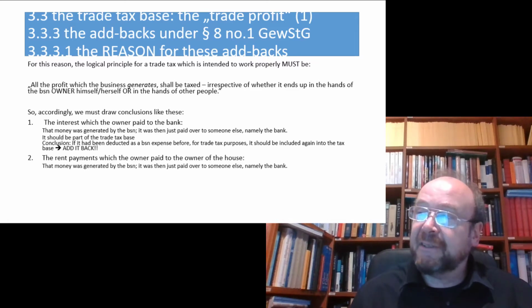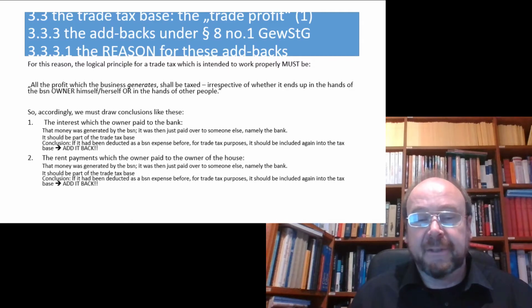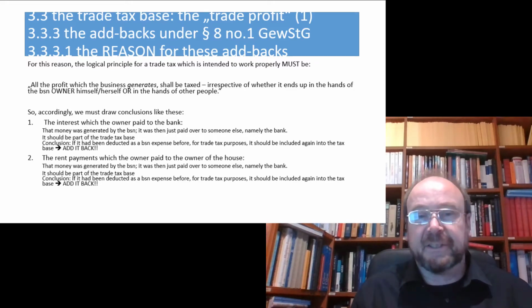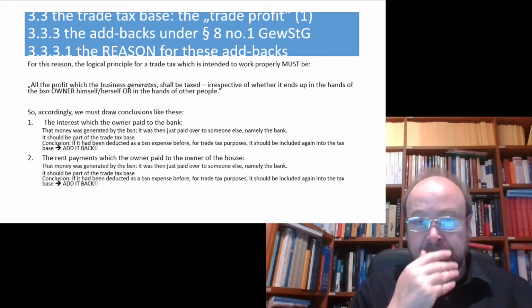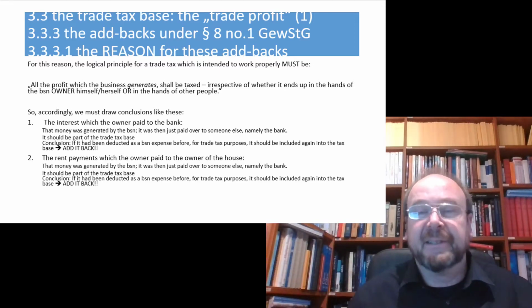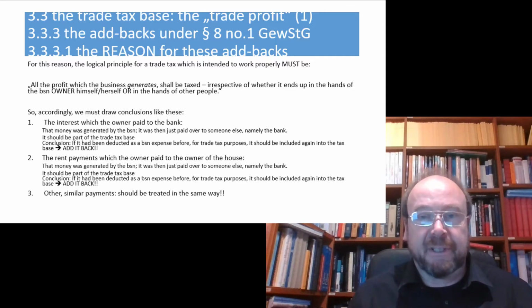It was then just paid over to somebody else, namely the owner of the house. So if it has been deducted for income tax purposes as a business expense, it should be included back into the trade tax base. So add back the deducted expense, eliminate the expense deduction. That money should be taxed under trade tax, although it leaves the firm and ends up in the hands of the house owner. So similar payments should be treated in a similar way. That's the basic principle here.